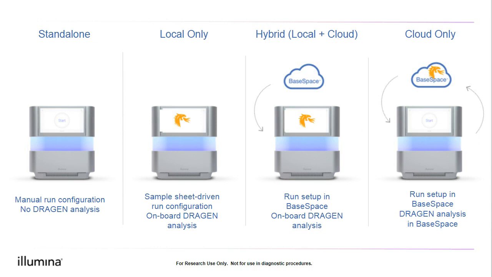Next, we have the local and hybrid modes. In both cases, DRAGEN analysis occurs on the instrument. These two differ in where the run is set up, either using a sample sheet for local only or setting up the run in BSSH using Instrument Run Setup for hybrid mode. Regardless of where the run is set up, the analysis will occur on the instrument when you're using local or hybrid mode. Lastly, we have cloud mode only. For cloud mode, DRAGEN analysis occurs on the cloud and the run setup uses Instrument Run Setup in the cloud on BSSH.